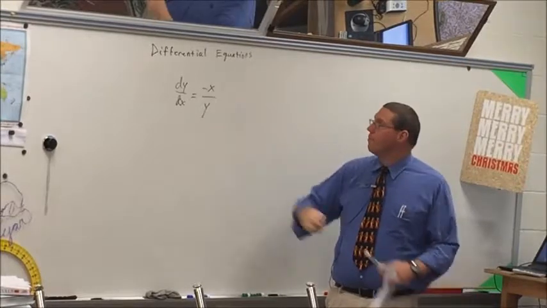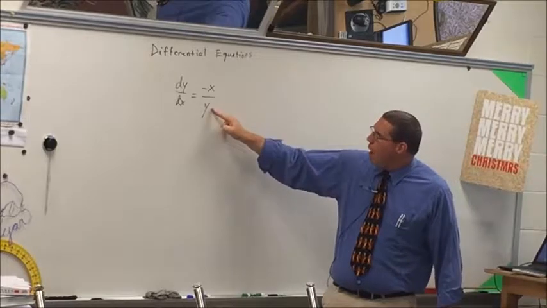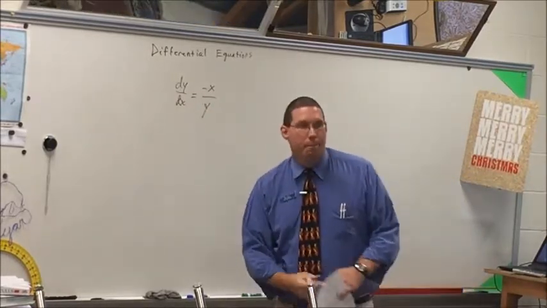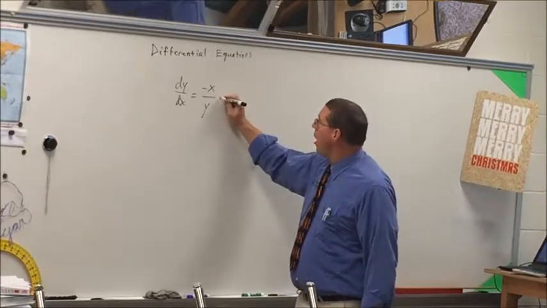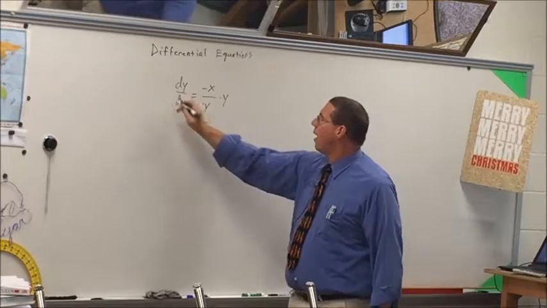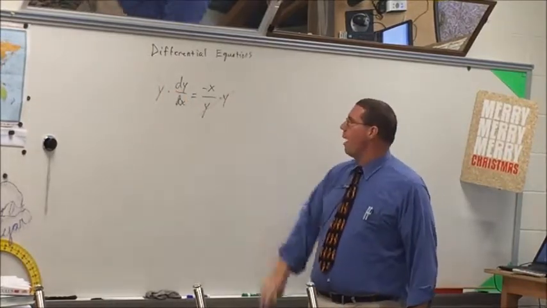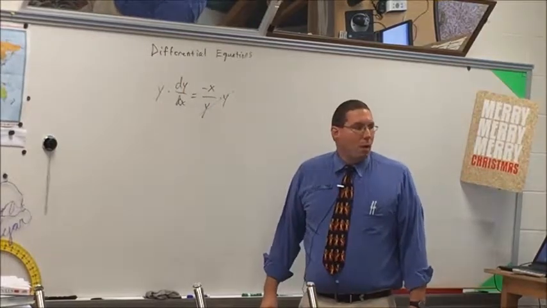Okay? So look, how can I get that y over on the other side algebraically? Yeah, just multiply by y. So if I multiply by y here, I also have to multiply by y on this side, right? That's going to cancel the y over here, and now I have the y over there. Now what?